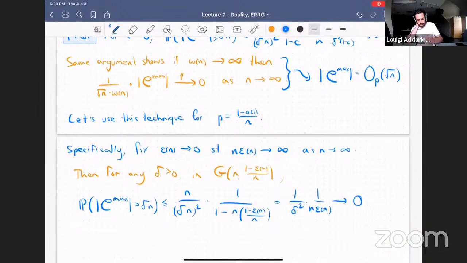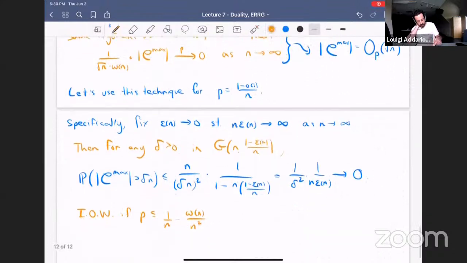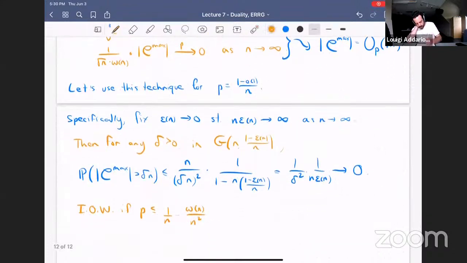So in other words, if p is at most 1 over n minus omega n over n squared, I can write, saying that n epsilon n tends to infinity says that this ratio is something large divided by n squared. Then the size of the largest component converges in probability to 0.